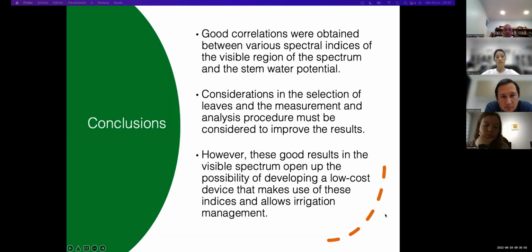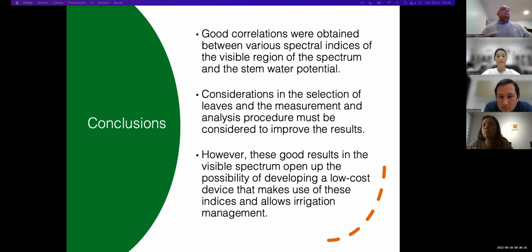As conclusions, we can say that good correlations were obtained between several spectral indices of the visible region and the stem water potential. Work remains to be done to improve these estimates. For example, the spectral signature of the same leaf could be taken during the experiment to verify if the predictive power of the spectral indices degrades over time or not. Also, other approaches could be used to analyze the data, such as multivariate analysis or artificial intelligence.